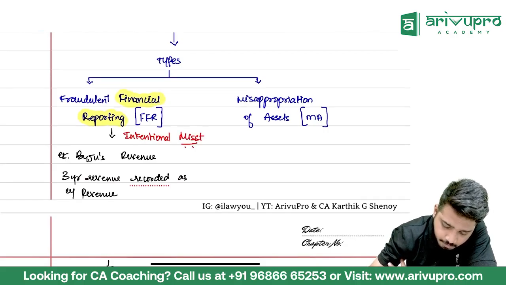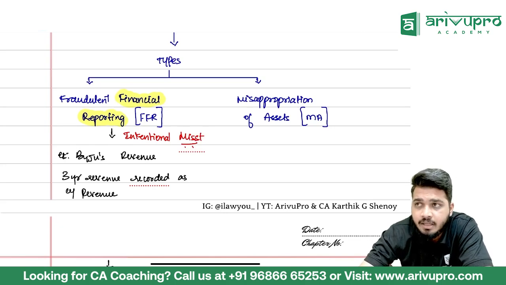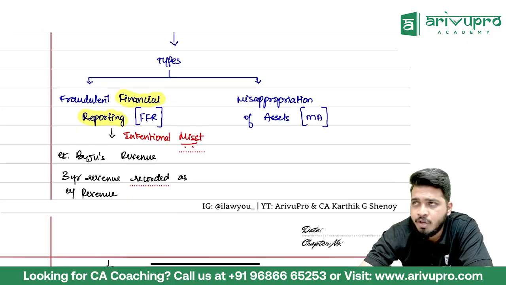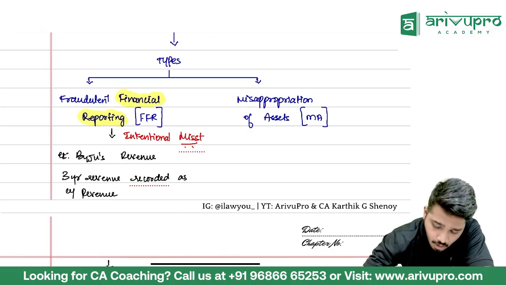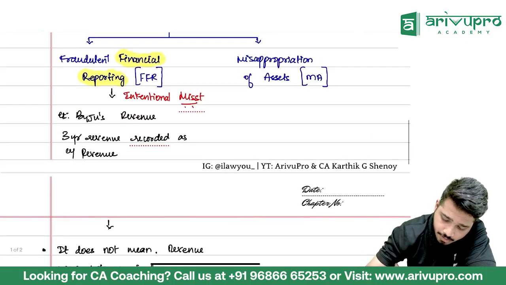I have already explained what misstatement means. What does misstatement mean? The difference between the amount that you should have shown versus the amount you have shown. What you should do versus what you did is nothing but misstatement. So it's an intentional misstatement and therefore we have to consider it as a fraud. Clear? It is an intentional misstatement, but why did we do it?